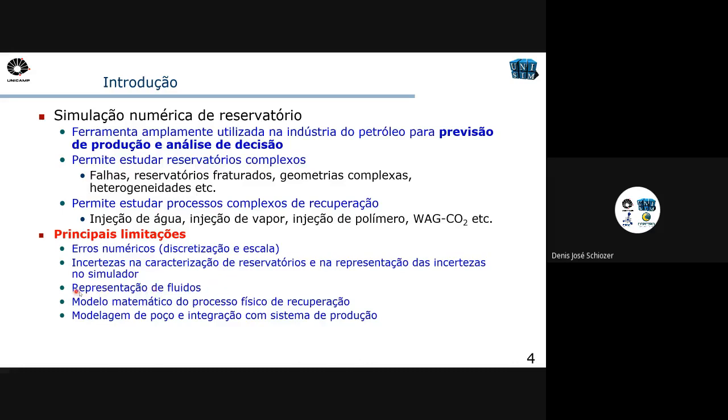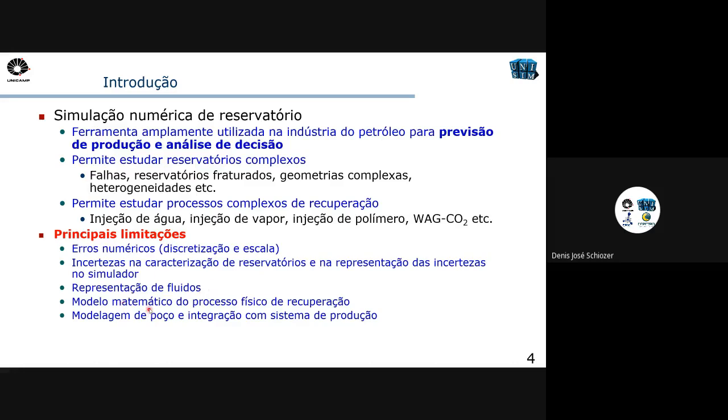Another limitation that we're going to see is the representation of fluids, because the petroleum fluid is very complex, especially if you're going to have injection of gas, injection of CO2 in these carbonate reservoirs, we have to treat the fluid very carefully. But in most of the simulations, we have to simplify the fluids a little bit, and even if you don't simplify, the representation of these fluids is not so perfect. So we have some errors that come from this main limitation of fluids, okay?